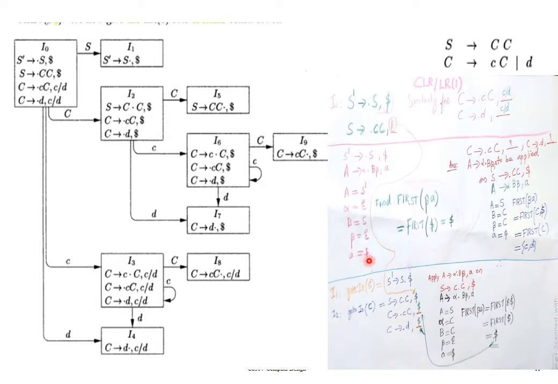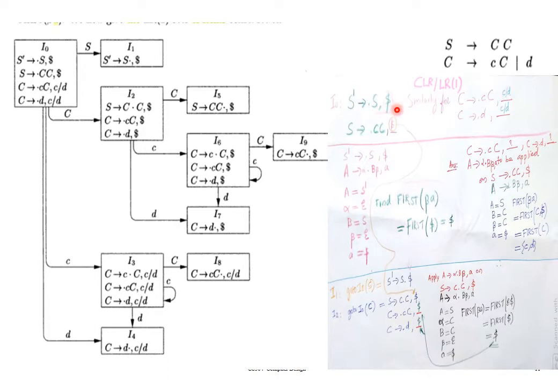Similarly, while we consider the next item S gives dot CC comma dollar, after the dot there is capital C. The production of capital C is C gives small c capital C, also C gives d. Two alternatives are there for the capital C. So we have to add both alternatives, with a production with its right hand side having a dot at its leftmost end. And how can we add that look ahead symbol for this? This look ahead symbol also comes from the item S gives dot CC comma dollar.